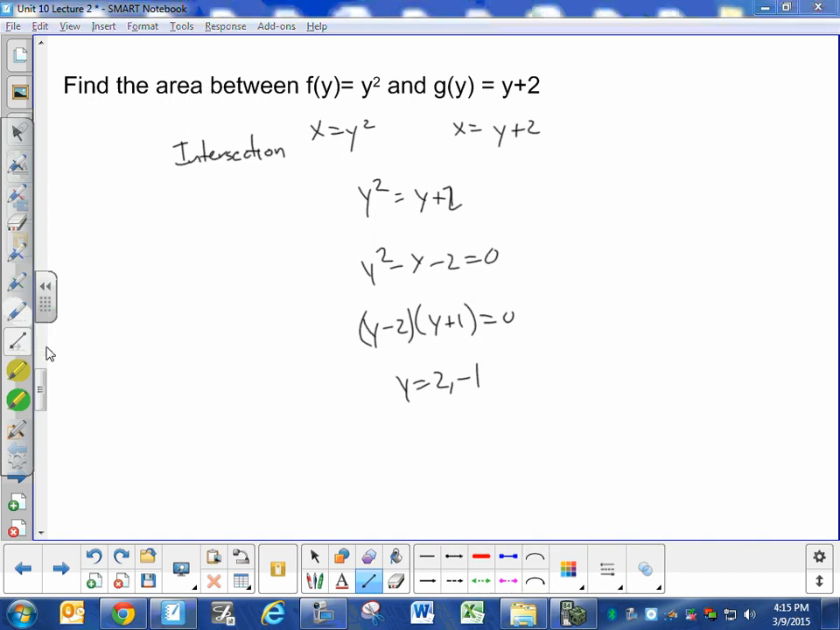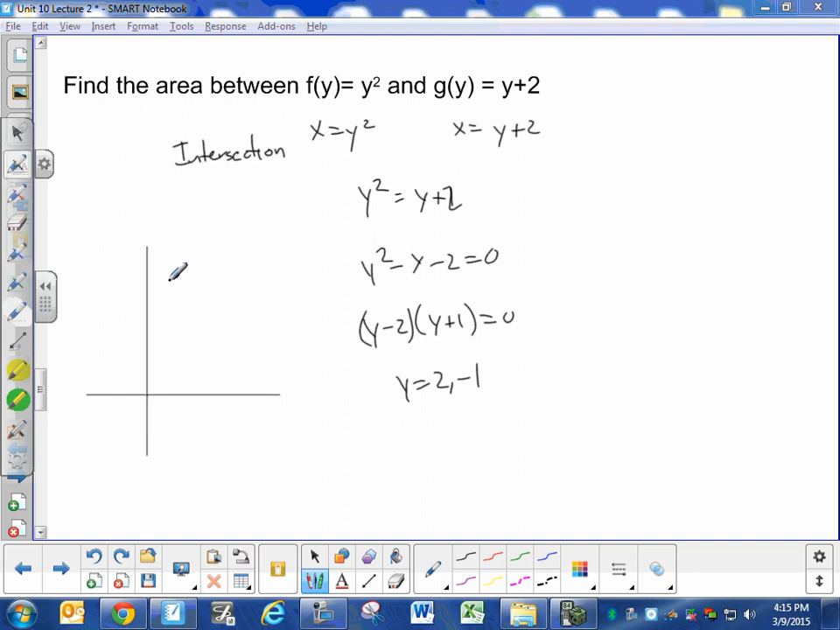So on my graph, I'm focusing on y is 2. When y is 2, x has to equal 4. So the point (4, 2) is one spot where the two functions will intersect. And then the other one, when y is negative 1, x is 1. Y is negative 1, x is 1, that's the other spot.